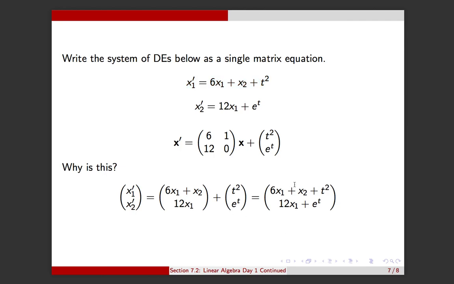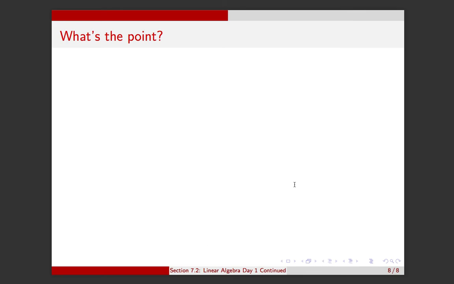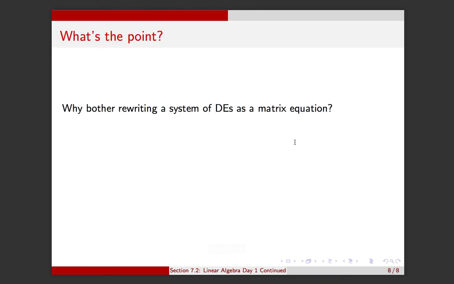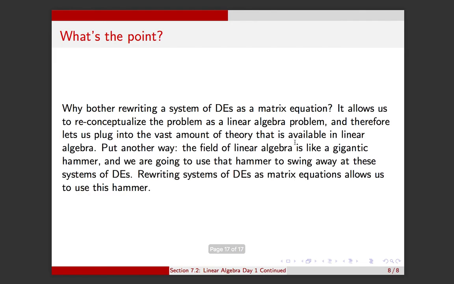Okay, so all that said, you can take a system of DEs, a linear system, and rewrite it as a single matrix equation. What's the point of that? Okay, what is the point of starting with this? Sorry, these two guys here, and rewriting them like this? Why bother doing that? Okay, why bother rewriting a system of DEs using matrices? The answer is that it allows us to take a calculus problem and reconceptualize it a bit more as a linear algebra problem.